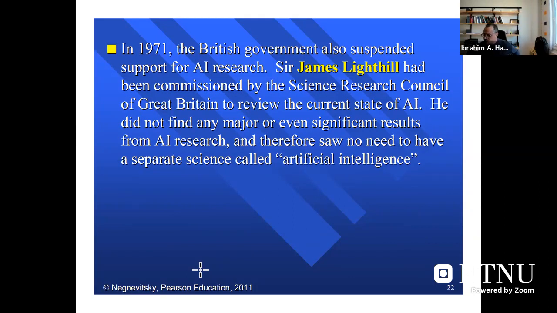In 1971, the British government also suspended support for AI research. A person called James Lighthill had been commissioned by the Science Research Council of Great Britain to review the current state of AI. He didn't find any major or even significant results from AI research. In 1971, he said, no, it's fake. There are no serious results from AI. Finally, he said there was no need to have a science called artificial intelligence. It's just fake, correct? We don't need to have a science or a branch called artificial intelligence.